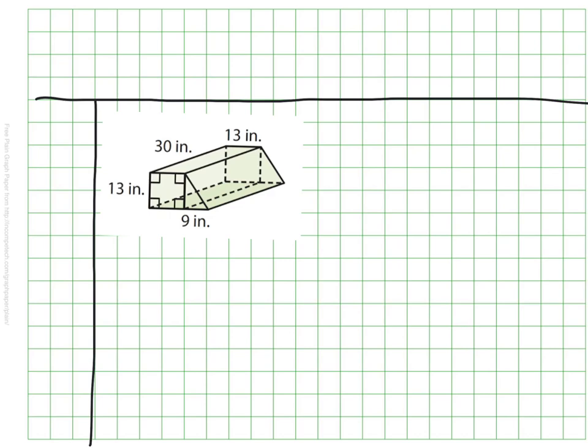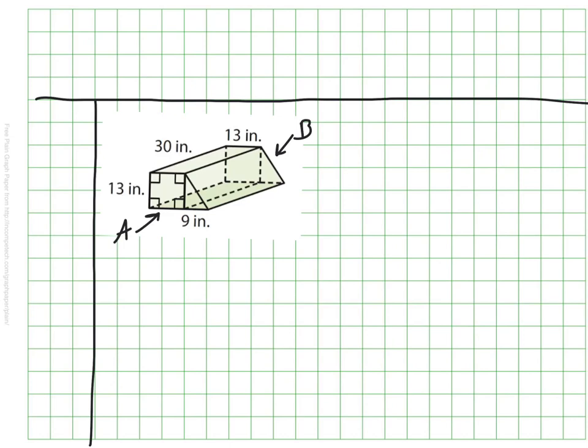The same process will be true for a shape such as this one. And this time I'm looking at it and I can see that there is a rectangular prism here, I'll call that A. And then I see a triangular prism here. So those are the two sections that I'm working on.